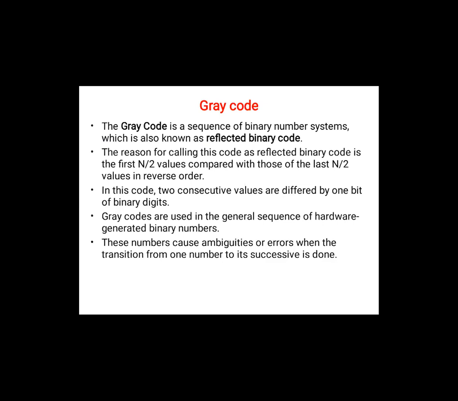In this code, 2 consecutive values differ by only 1 bit of the binary digit. Meaning, suppose you have a 2-bit binary digit 0 1, the next digit cannot be 1 0. Why? Because look, it is 0 1 and if the next is 1 0, what will happen? 2 bits changed, 0 also became 1 and 1 also became 0. So you cannot do this.